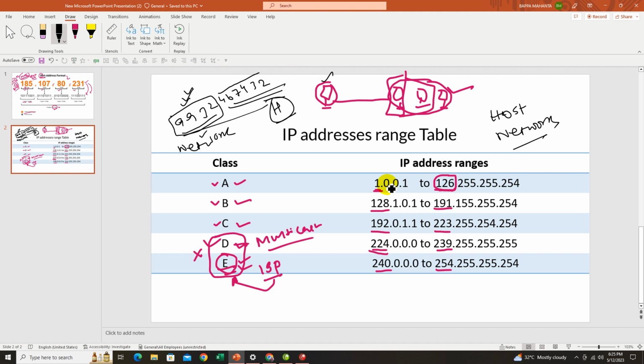See, so now the thing is, for class A, the first octet is considered as network. For class B, the first 2 octets are considered as network, remaining is host. Remember, the highlighted portion is network. For class C, the first 3 octets are considered as network and the remaining is host. So these are the networks.